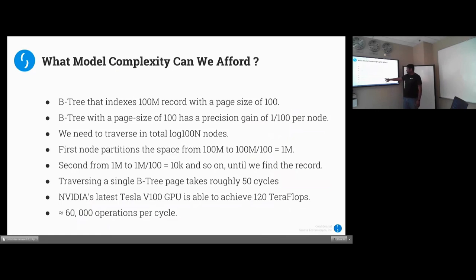Approximately, it takes me 50 cycles to traverse a single page in the B-tree. That's what it really takes. There may be some other factors, like paging and cache hits, that come into the picture, but 50 cycles is what we are looking at. The latest NVIDIA Tesla V100 GPU is able to achieve 120 teraflops of operations per second. That's huge, which is approximately 60,000 operations per cycle.